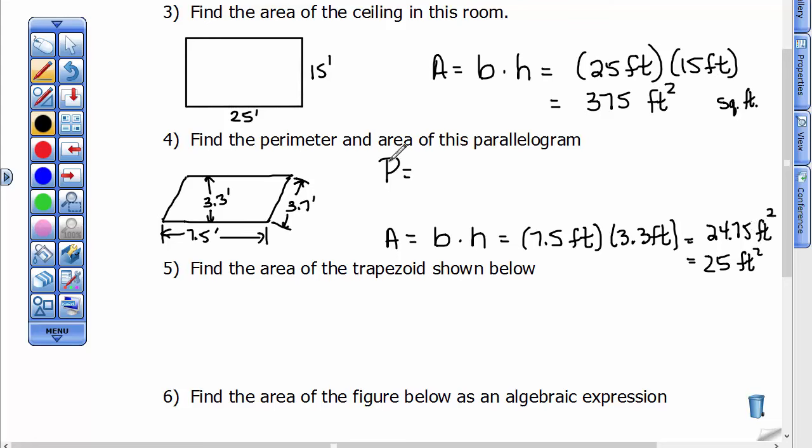Okay, the perimeter of this parallelogram, there's 2 sides that are like this. So what if we took 2 times the 3.7 feet, because there's 2 of them? And what if we took 2 of the 7.5 feet?